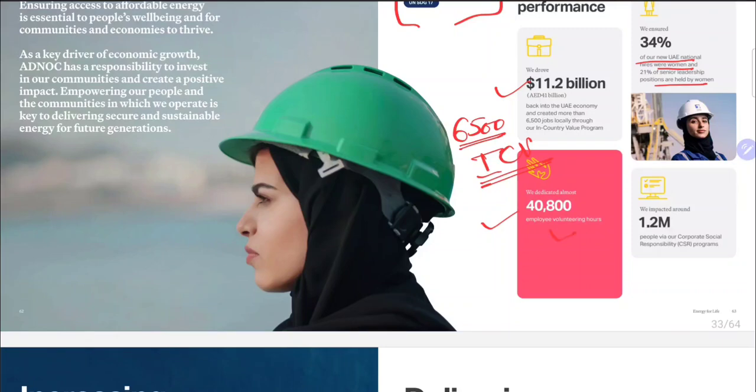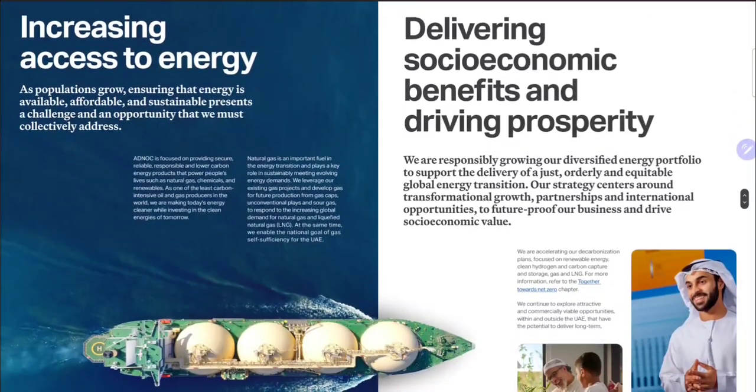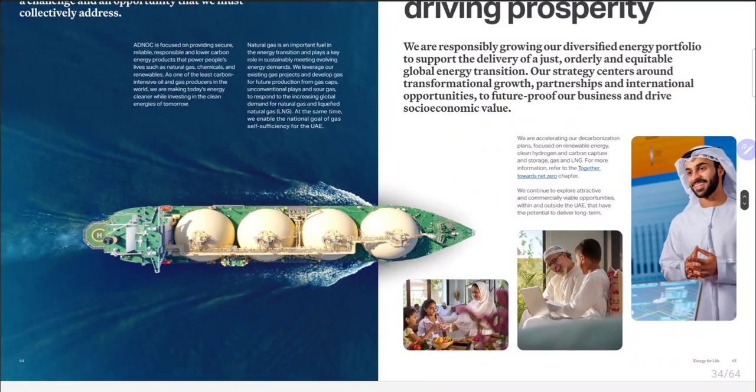Dedicated almost 40,800 volunteering hours. Those details you can see. And 1.2 million people, through the Why impact fund, our corporate social responsibility program. So these details are provided here. Increasing access to energy is again one of the key materiality topics among the topics identified, delivering socio-economic benefits and driving prosperity. How? The details are given here.